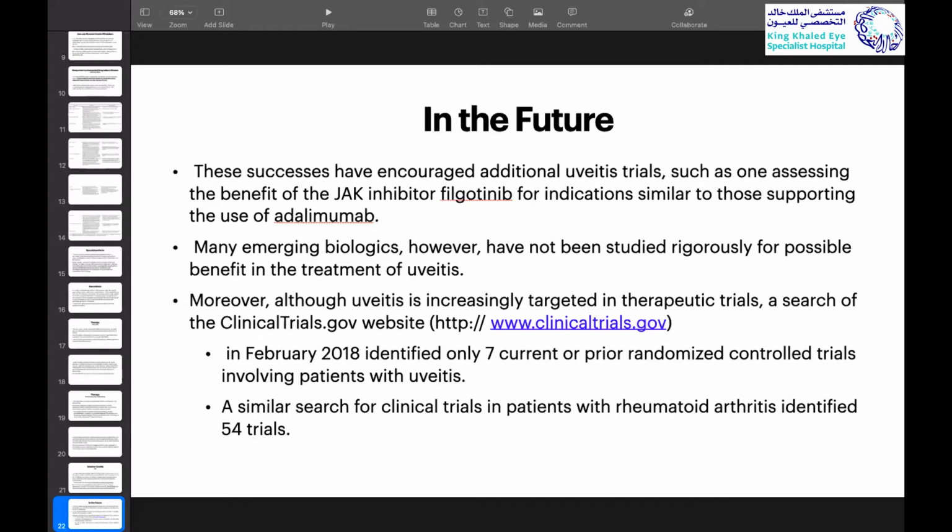The limitation for uveitis, though it is increasingly targeted by therapeutic trials, is that with a search of the clinical trials government website until February 2018, we only identified 7 current or prior randomized controlled trials involving patients with uveitis. If we look the other way around at rheumatoid arthritis, there were 54 trials available.